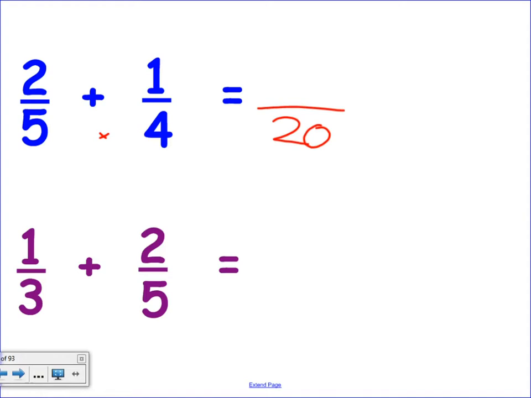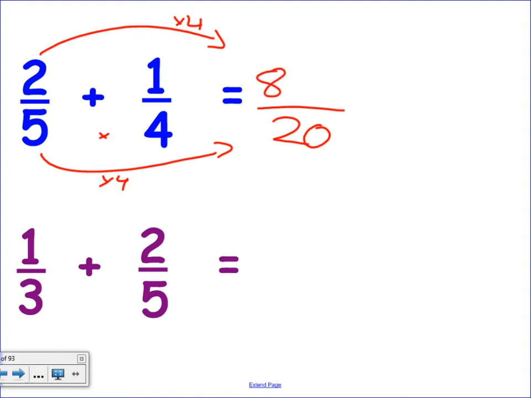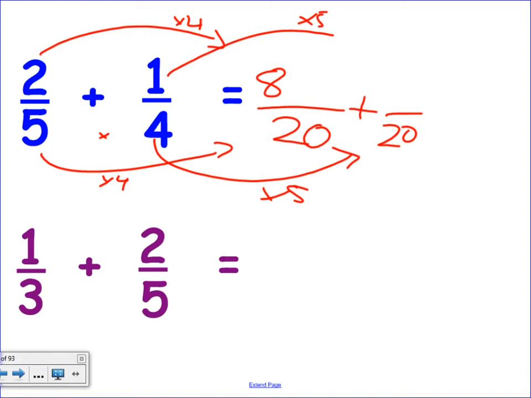So then all you have to ask yourself is, what did I do to get from 5 to 20? Well, obviously I multiplied it by 4. So if I multiply the bottom by 4, what do I have to do to the top? Well, to keep it as the same fraction, I need to multiply that by 4. So 4 2s are 8. And I'm going to add it to something else that's over 20. So what did I do to get from 4 to 20? Well, I multiplied it by 5. If I do the same to the top, it becomes 5 over 20. So it gives me 13 over 20 as an answer.